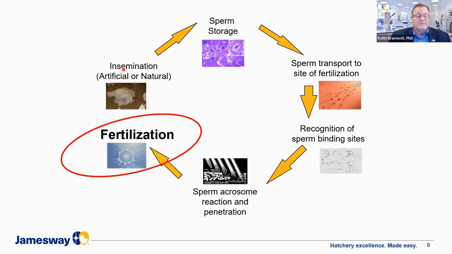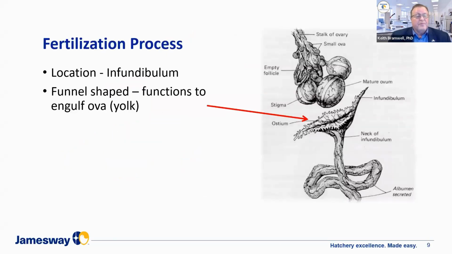So once the hen is inseminated, either by artificial or natural insemination, that sperm is stored in the hen, and then it's moved to the site of fertilization. It transports up the oviduct, recognizes binding sites, and undergoes an acrosome reaction, and then we get actual fertilization. I'll touch on a few of those things. Where does the fertilization occur? In the upper portions of the oviduct, near the infundibulum.